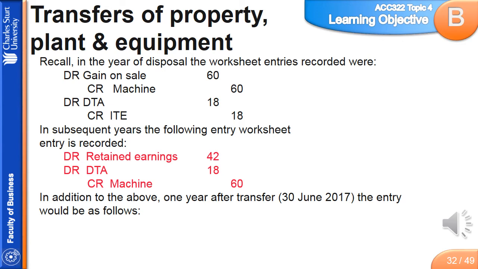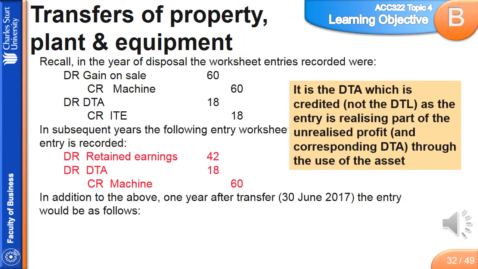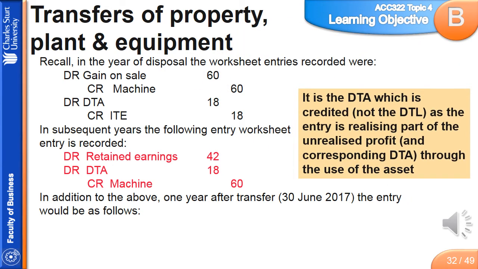So it says in this pop-up box here that it's the deferred tax asset which is credited, not the deferred tax liability, as the entry is realized as part of the unrealized profit through the use of the asset. So this entry would just be prepared each year thereafter, in the period post transfer.